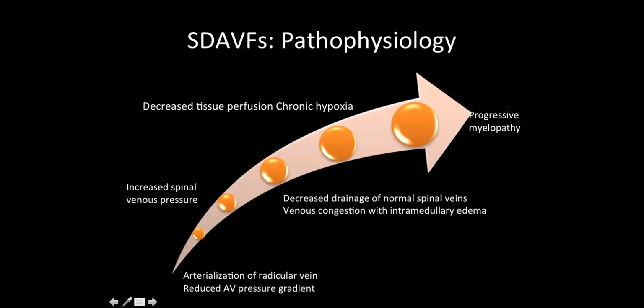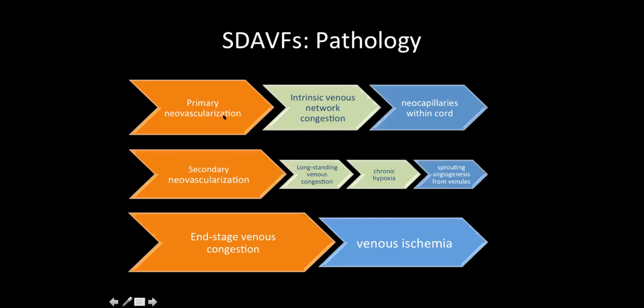But once the tissue starts to get decreased blood supply, or there is ensuing chronic hypoxia, then the cord starts to go into myelopathic changes, cord atrophy, and after this, we can just stop the progression of the disease by obliterating the fistula, and most of the symptoms are not reversible. So there is primary neovascularization that is due to new capillaries within the cord. There is even secondary neovascularization that is sprouting angiogenesis from venules. And this is after chronic hypoxia settles in. And end-stage venous congestion will finally lead to venous ischemia.